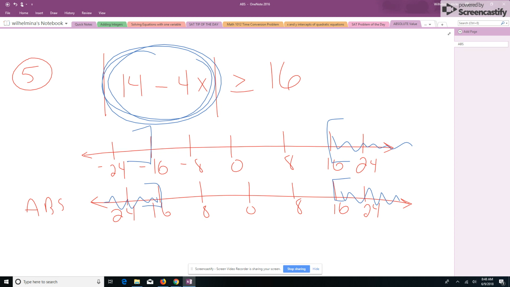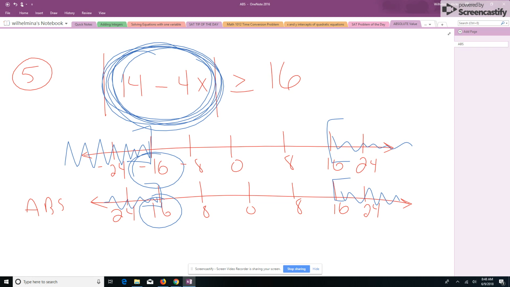But also that means that they are numbers that are less than negative 16, because the absolute value of negative 16 is 16. So this stuff inside the bars could be equal to negative 16. If the stuff inside equals negative 16, the absolute value of negative 16 is 16, and that's true. 16 is equal to 16.